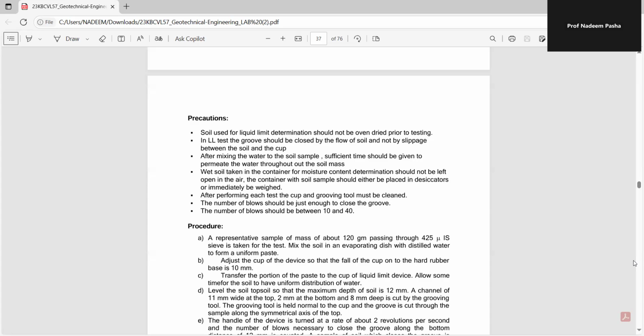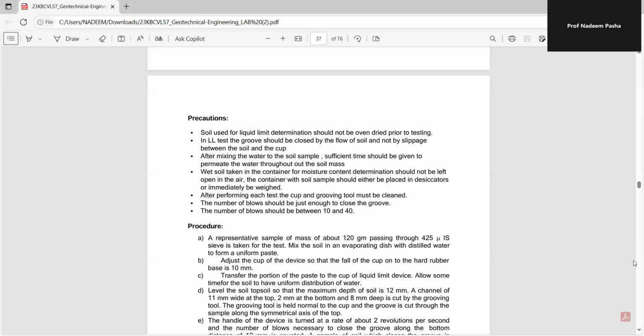Adjust the cup of the device so that the fall of the cup on the hard rubber base is 10 mm. Transfer a portion of the paste to the cup of the liquid limit device. Allow some time for the soil to have uniform distribution of water. Level the soil at the top so that the maximum depth of soil is 12 mm.